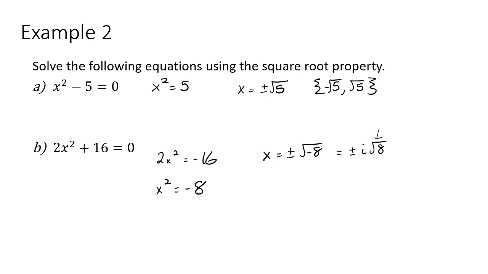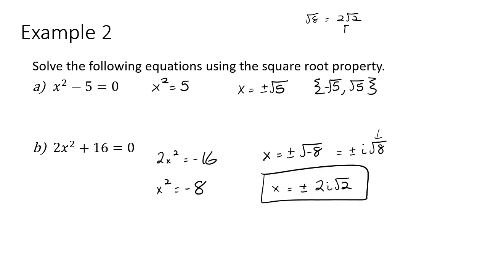But we can even go a little bit further because 8 is 4 times 2. You can take the square root of the 4. So you get 2 square roots of 2. And remember the i goes in between. So your two answers here are plus or minus 2i square root of 2. What this really illustrates is that if all you have is an x squared term and a constant term, so there's no linear term or x to the first power, the square root property is the go-to method.